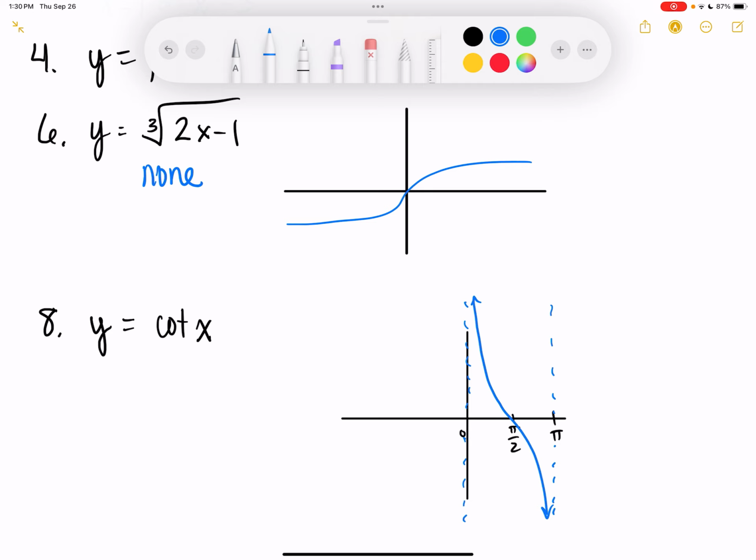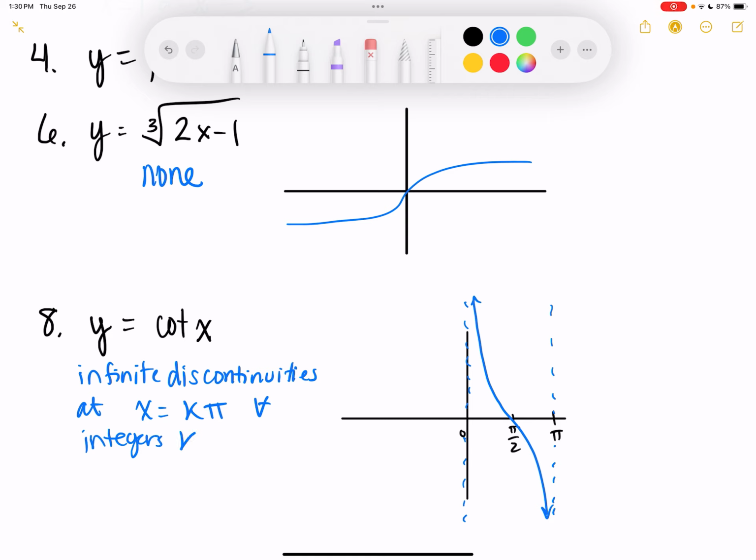So this would have an infinite discontinuity, or infinite discontinuities, plural, at x equals k pi, so any increment of pi essentially is what that's telling us, where k can be any number, or any integer, I guess I should say. Because it would also be at negative pi and so on and so forth. And it's infinite because it keeps on going.